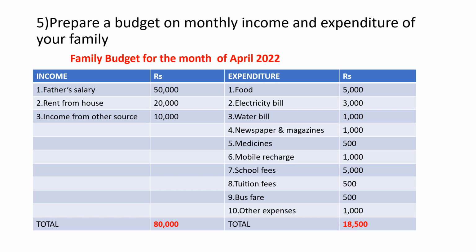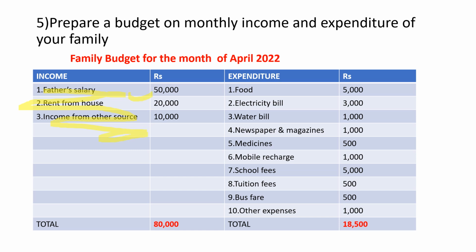The fifth one is prepare a budget on monthly income and expenditure of your family. So just take some imaginary figures and show your family budget of income and expenditure. The heading you have to write is family budget for the month of April 2022. Since your examinations are going to be conducted in April, write the same month. Here we are writing the income. You can write as much income as you want. At least 3-4 items should be included, minimum 3 items.